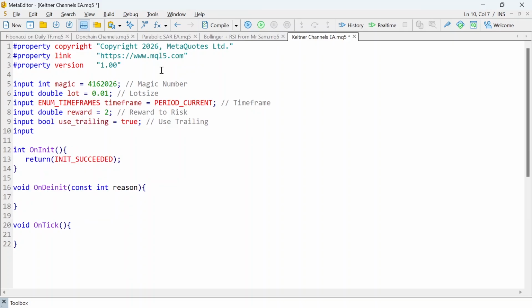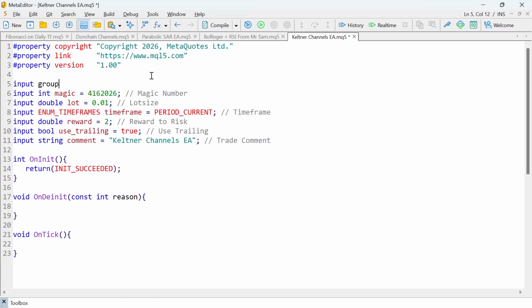I want the user to specify the label or the comment for each trade or position. So I'll say for string, this Keltner Channels EA. So I'll say change comment. Another thing I need is I want the setting for the Keltner to be available for all the users, so that in case people are not fine with the default, you can always change the setting. So before I do that, I would like to group this, so I can just group this as a general setting.